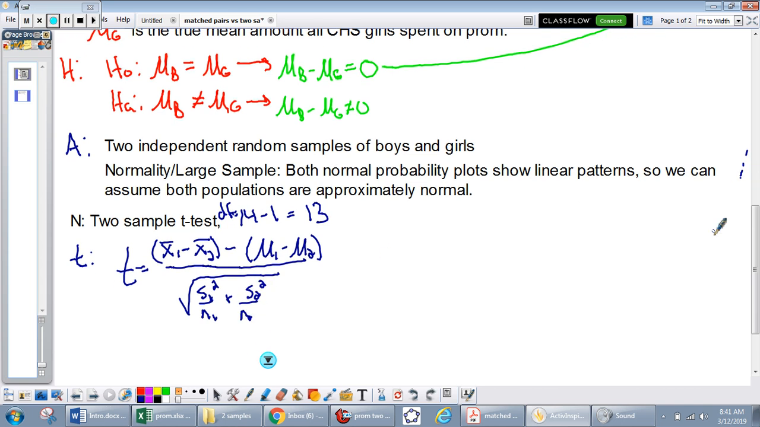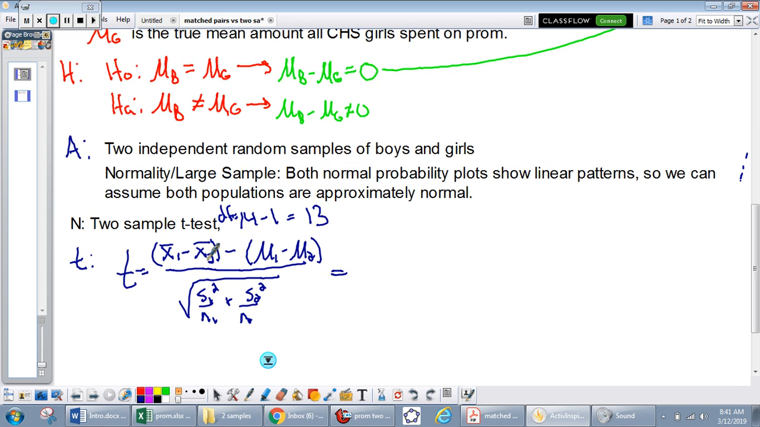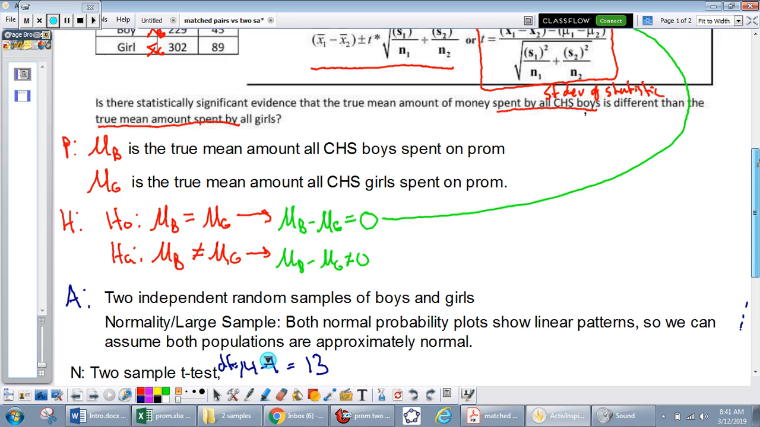And I agree. And what I would encourage you to do is on the AP test to not even show this formula unless you're really sure about it. Okay? So unless you know it, don't show it. You can really just get away with saying 2-sample t-test and writing your t-test statistic. I'll show you that here as we keep going.